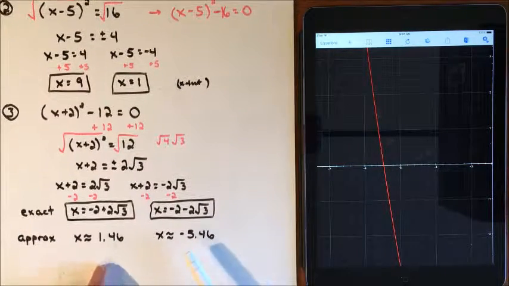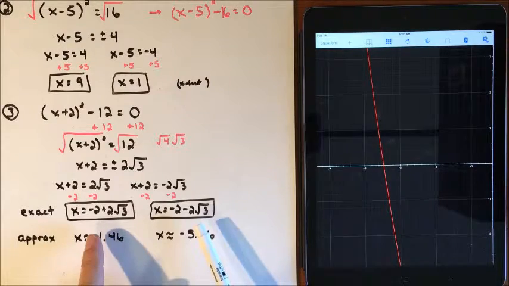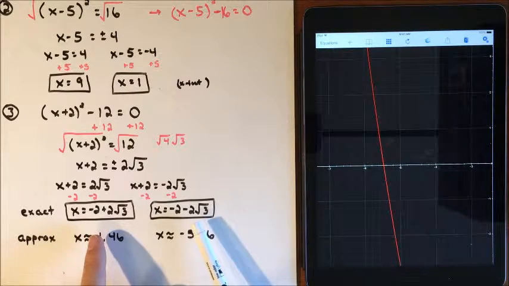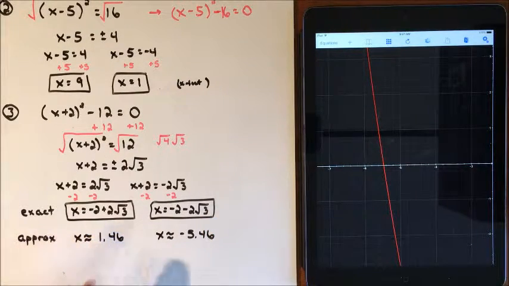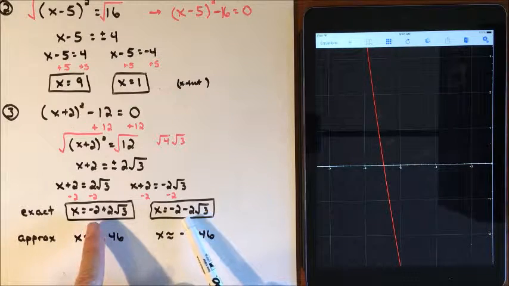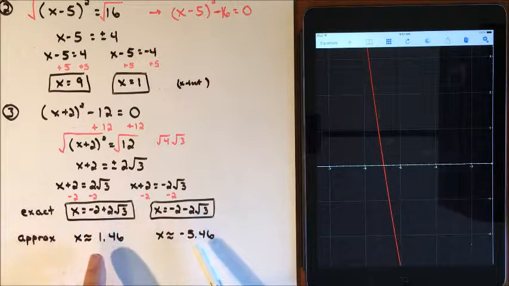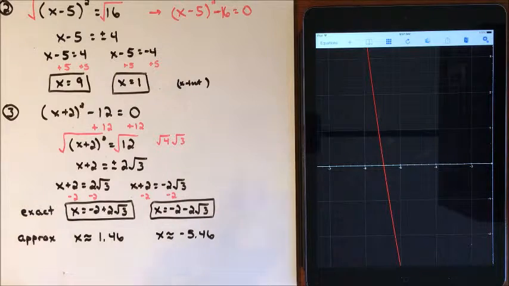So these are our approximates, these are our exact answers, and it depends on what we're looking for, but a lot of times you're going to want both. Usually the exact answer is what they're looking for, but an approximation is going to help us to actually double check that it works. All right, and that was solving quadratics with a square root.